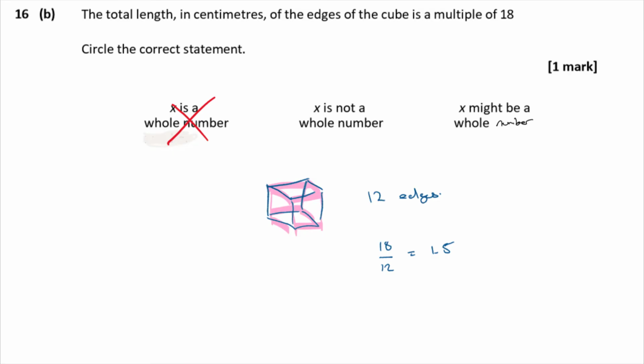But let's think about the next multiple of 18. The next multiple of 18 is 36. Now 36 divided by 12 is a whole number. That is 3. So that means it's not always not a whole number. It's that one. It might be a whole number. Okay, because I've got two examples there. One when it's not a whole number and one where it is, for two different multiples of 18. So that's going to continue, isn't it? The next multiple is not going to be divisible by 12, and the one after is. Okay, so x might be a whole number.